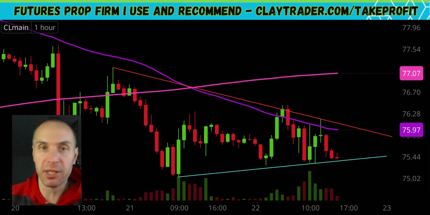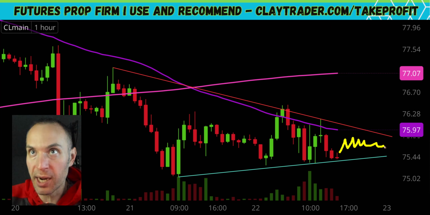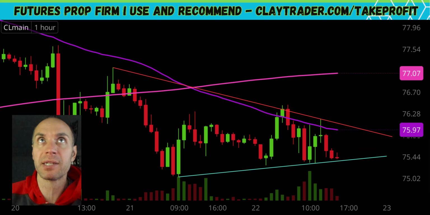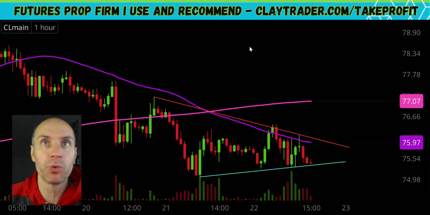But moving forward, a decision is still going to need to be made because, as you're seeing here, this wedge is running out of room. So eventually somebody's going to need to win the battle, whether that's the Bulls or the Bears. But a decision will need to be made and will probably have been made by the time I get this updated again about 24 hours from now.